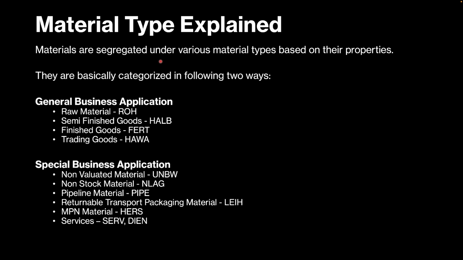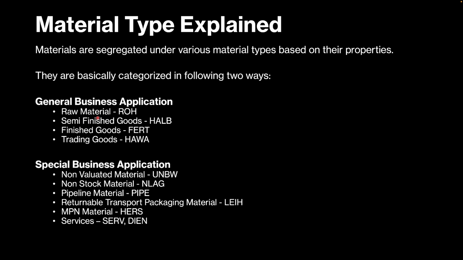In this video, we'll see what is the meaning of material type and how we have to decide what material type we have to select while creating the material master. Okay, so you can see these material types are basically categorized in two ways. One is the general business application and another one is the special business application. You can see here we have these four major material types which are used in general business application, and these are raw material, semi-finished good, finished good, and trading goods.